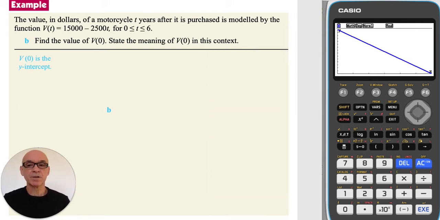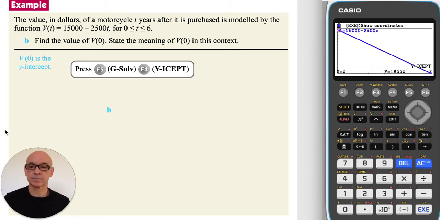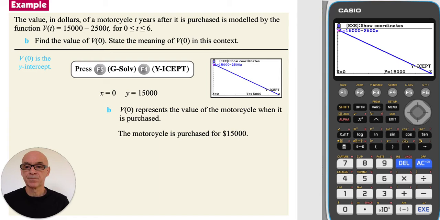v(0) is the y-intercept. So pressing F5 for G-solve, followed by F4 for y-intercept. We see that y equals 15,000. So as before, the motorcycle is purchased for $15,000.